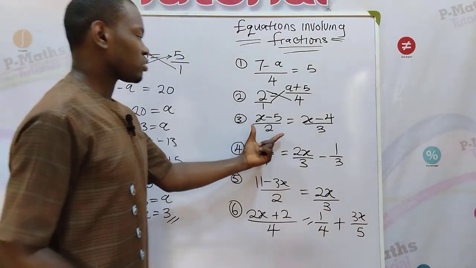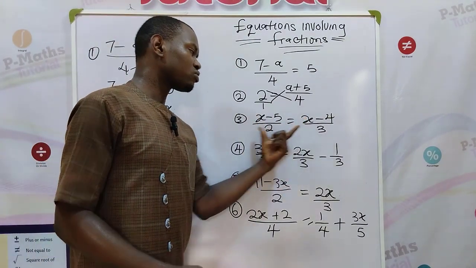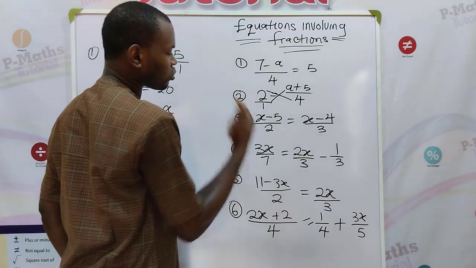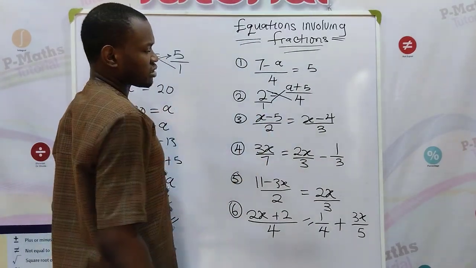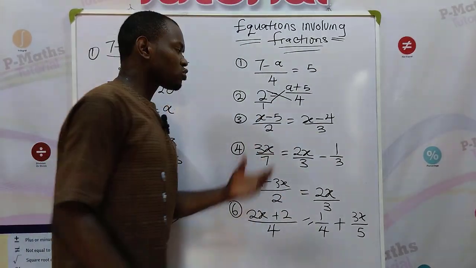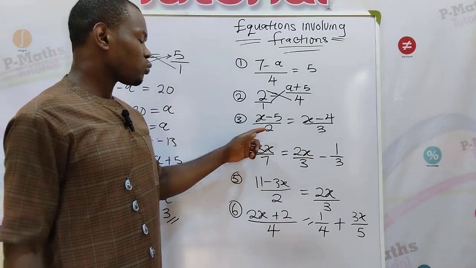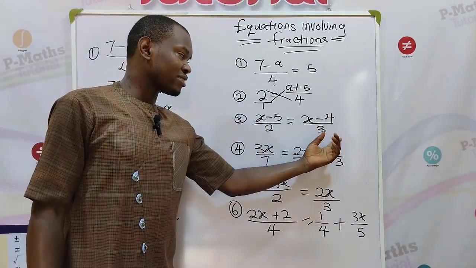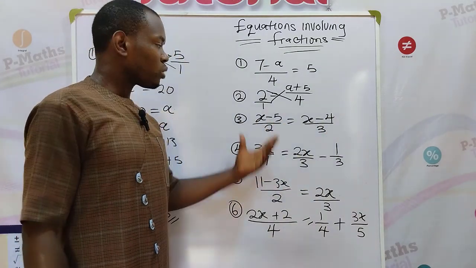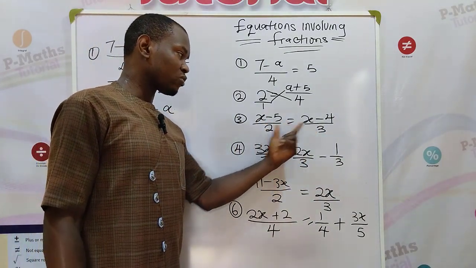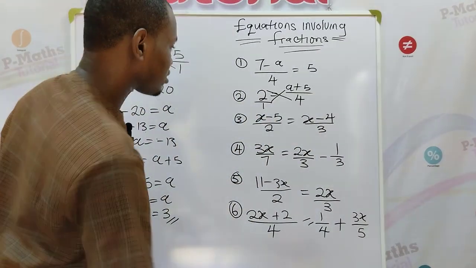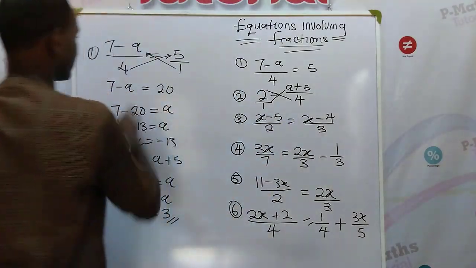Now looking at this one, we have binomials at the two sides of the equation, I mean the numerator. So what we do is exactly the same process. We cross multiply. So this process happens when you have two fractions, one at the right and one at the left. Whenever you have two fractions like this, one at the right, one at the left, you cross and multiply. Now let me show you a different situation of this number 3.